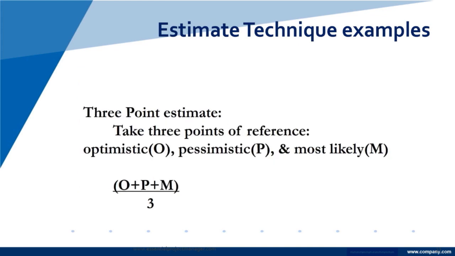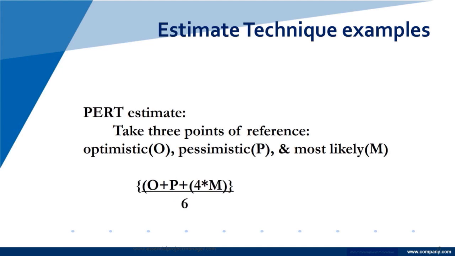Here is the 3-point: optimistic, pessimistic, most likely. What's the worst thing that can happen? What's the best thing that can happen? What is most likely? And you divide by 3. PERT estimate: take 3 points of reference, optimistic, pessimistic, and most likely. But here we weigh the most likely more. So it's optimistic plus pessimistic plus 4 times the most likely, divided by 6.